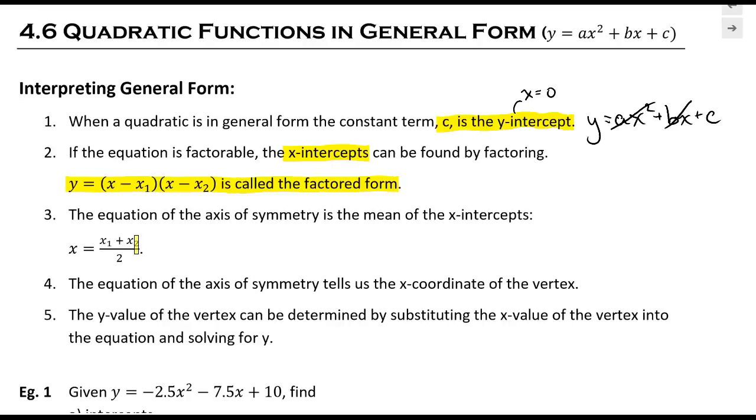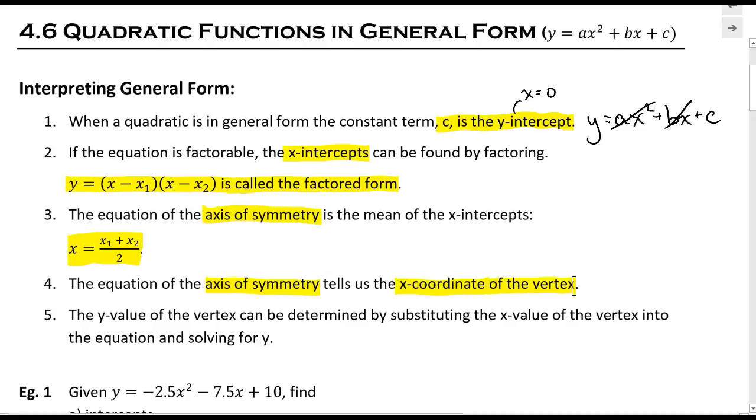Now the reason this works is because all parabolas are symmetrical, and so each x-intercept is equal distance from the vertex horizontally. So by using this equation here, we can figure out the x value of my vertex and also my axis of symmetry. And that's what point 4 is really pointing out. It's that the axis of symmetry also tells us our x coordinate. So I gave that one away.